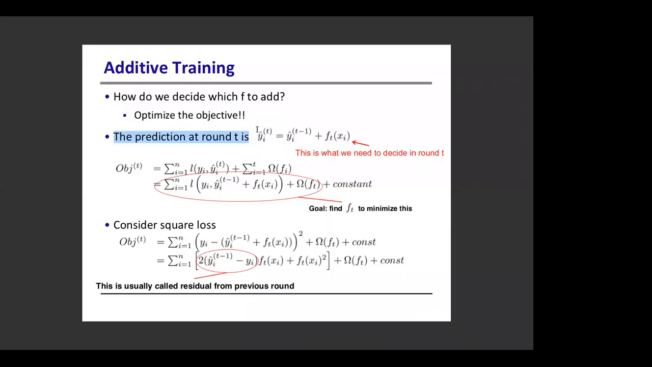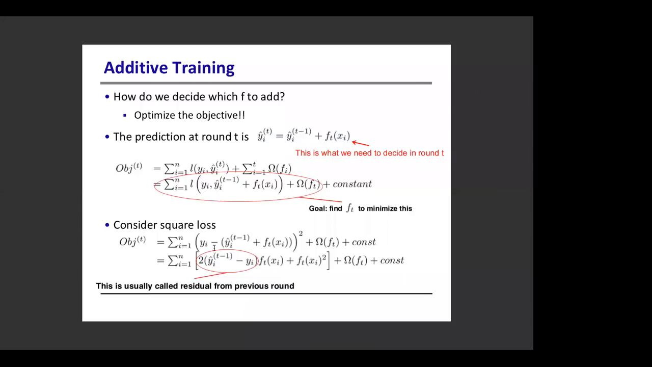Right, the prediction at round T is going to be the prediction from the previous round added to the prediction from this particular round, this new tree. This is what we need to decide at round T, whether to add it or not. So again, the objective is like this. The loss of yi and yi hat at step t is what is basically our loss at this step. And the prediction at t is the prediction at the previous step plus the new prediction by this new tree. So here we have this function, and then sigma ft is the same as before.